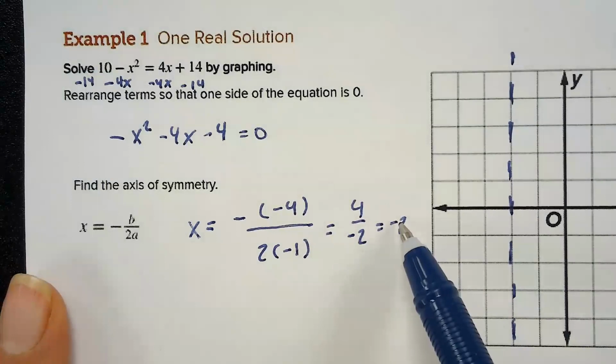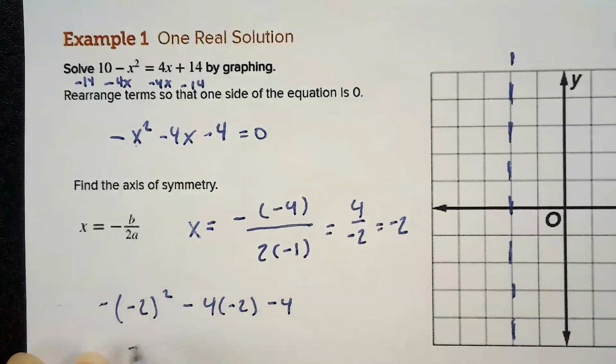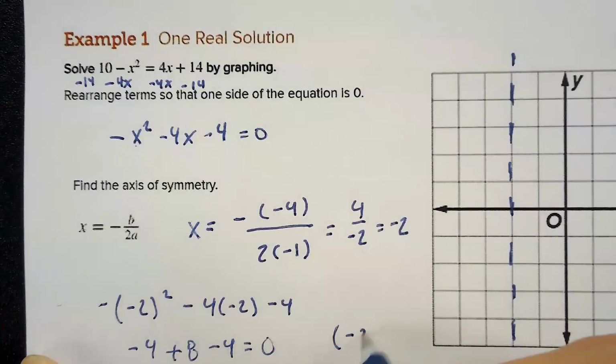Plug that -2 back in here. That would give me -(-2)² - 4(-2) - 4. That'd be -4 + 8 - 4. -4 + 8 - 4 = 0. So my vertex is at -2, 0.